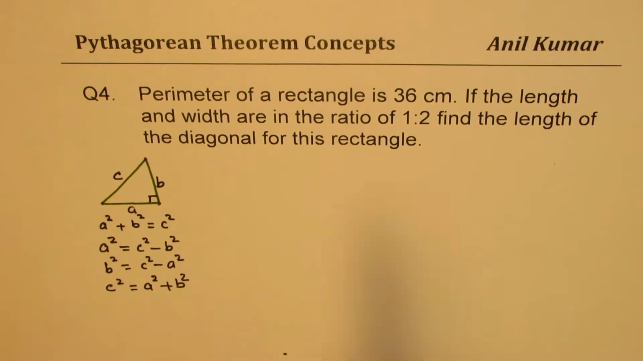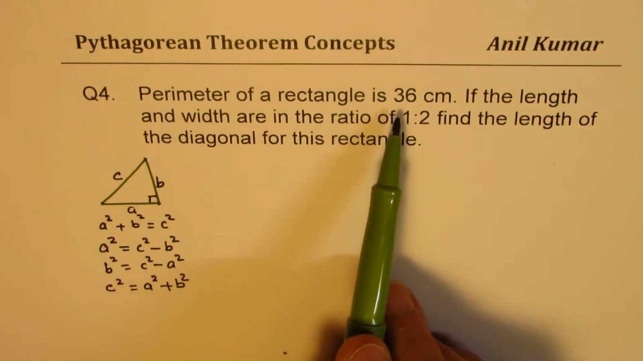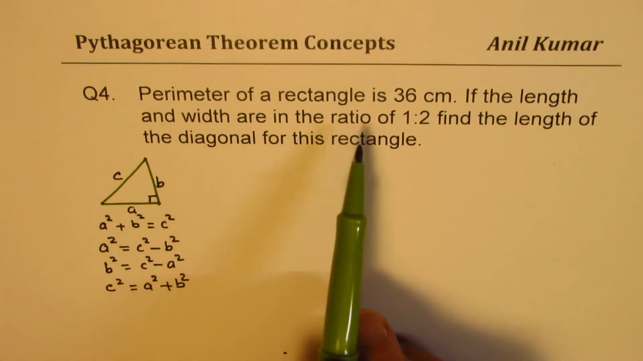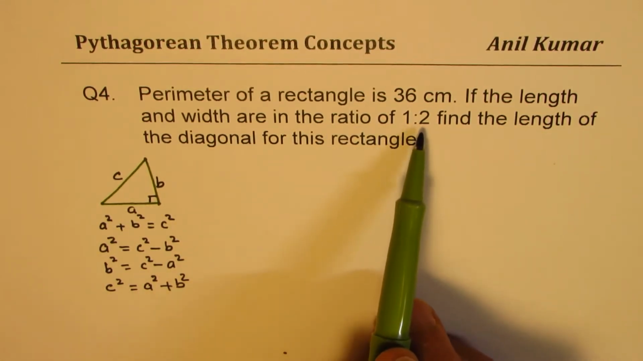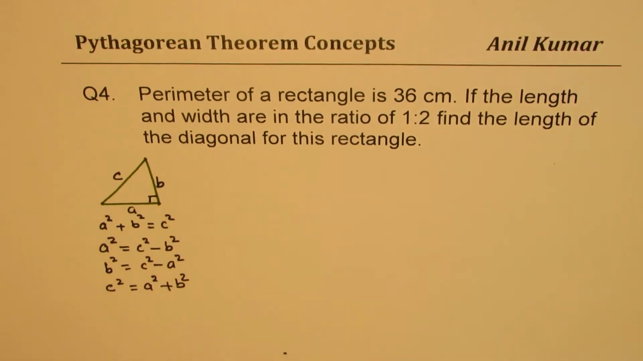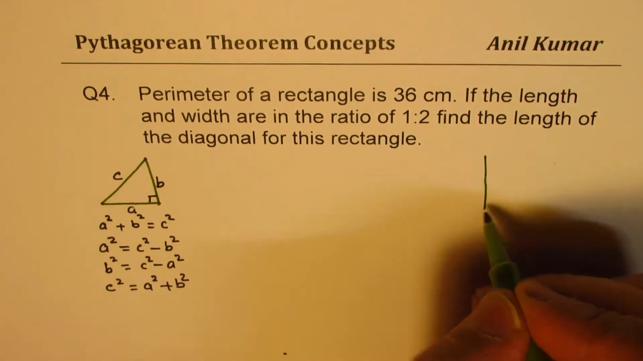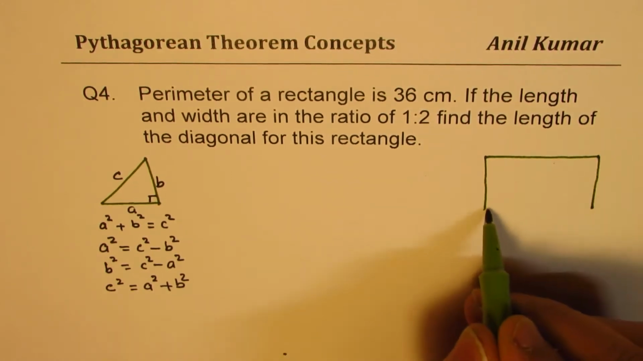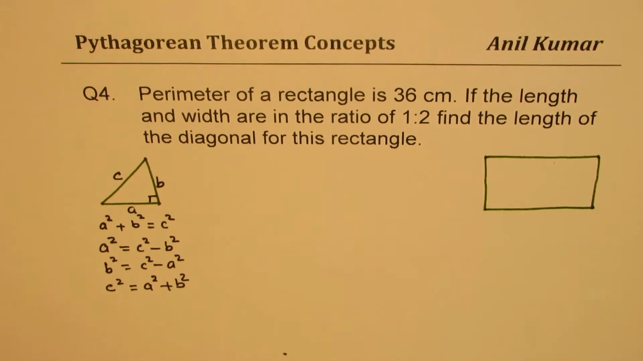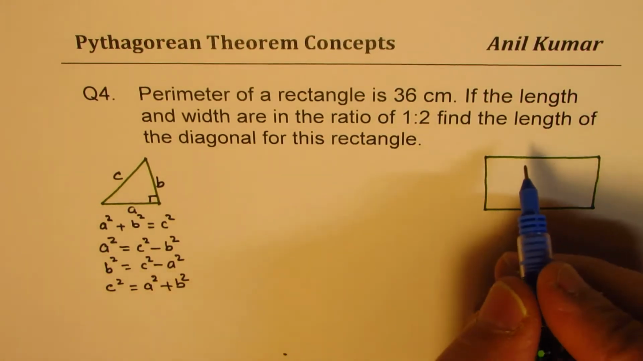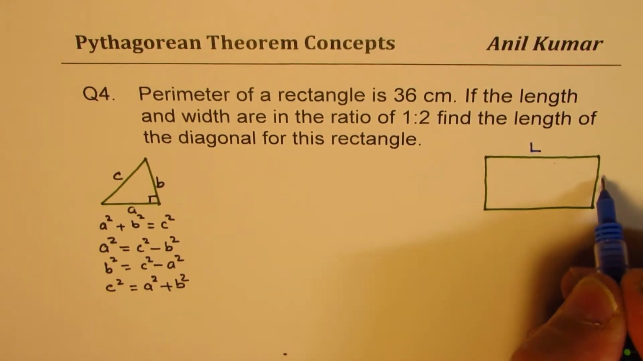Question number 4. Perimeter of a rectangle is 36 centimeter. If the length and width are in the ratio of 1:2, find the length of the diagonal for this rectangle. Now this is slightly difficult for most of my students who have joined the group, but let's try to understand the concept.